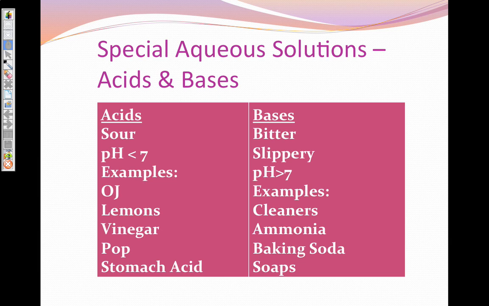So they said, we have these two categories of things that a lot of stuff falls into. Not everything. Not everything is an acid or a base. We also have neutral. But a lot of things fall into one of these two categories.